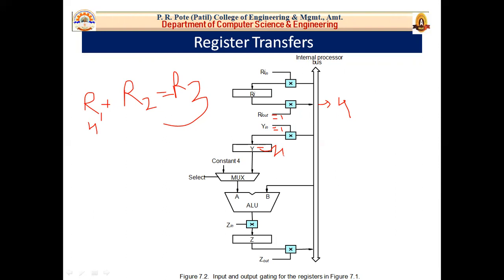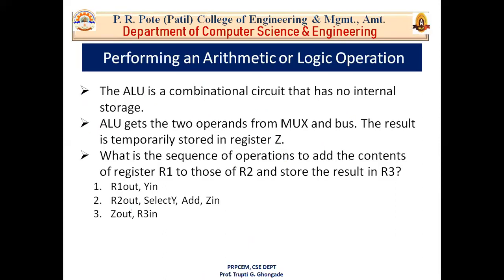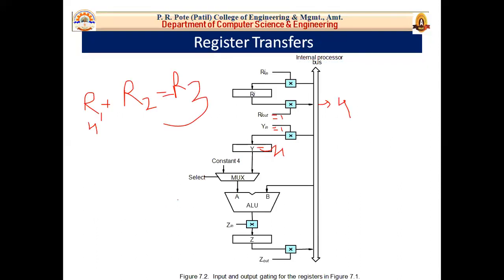Now in step 2, what is step 2? R2 out, select Y and add, Z in. In step 2, the multiplexer select signal is set to select Y. Here our temporary register Y is holding value 4. The multiplexer has two options, either to take input from constant 4 or to take input from Y. As Y is holding value 4, the multiplexer will select Y, that is 4, and this 4 is given to the ALU as input A.